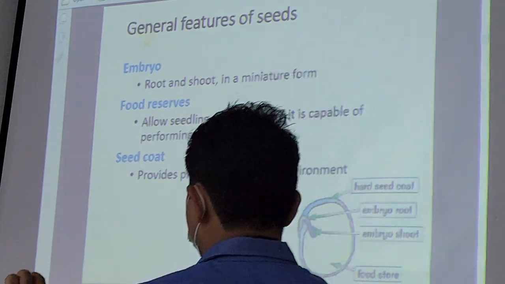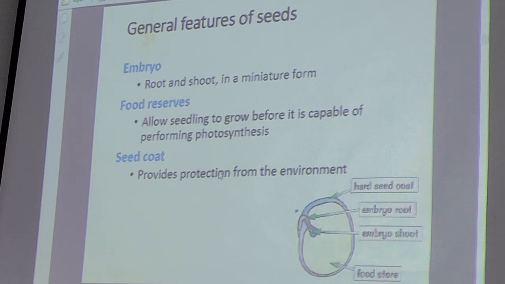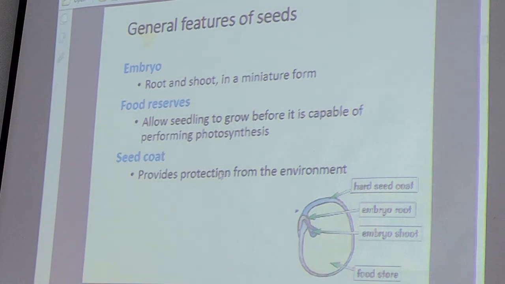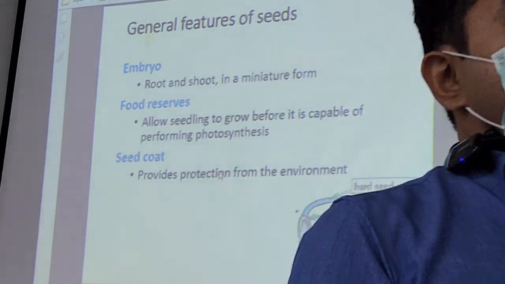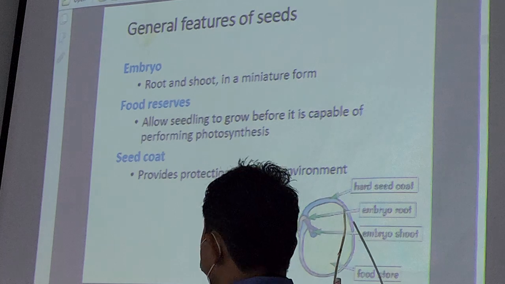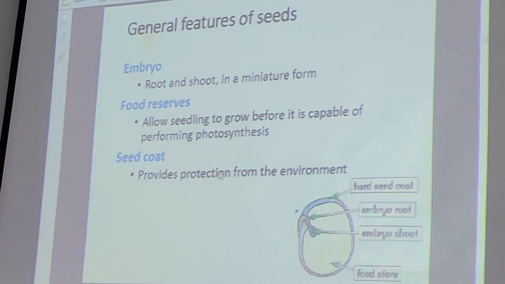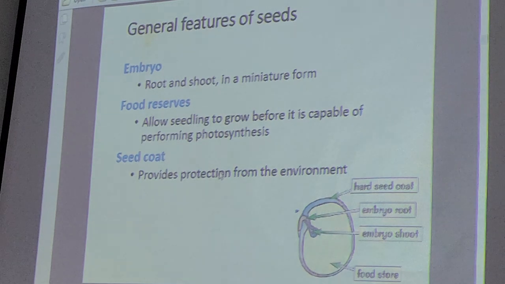And finally, the seed coat. This is like the jacket of the seed. The seed coat does not contribute to seedling germination, but it actually protects the other structures. Because remember, the seeds need to travel during the dispersal journey, and also face weathering.